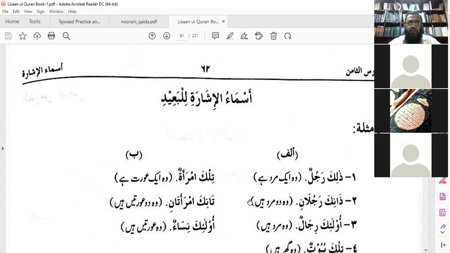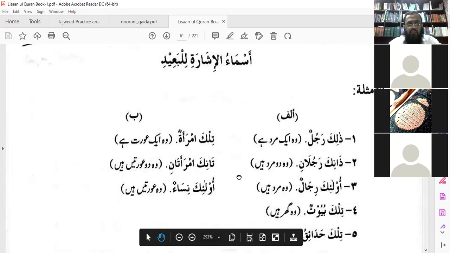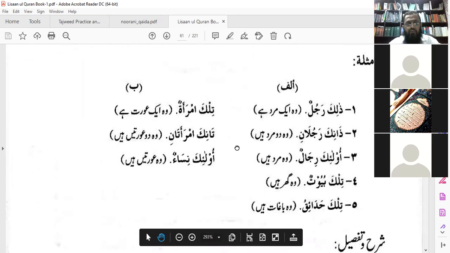Those asmaul isharati, demonstrative nouns, they indicate persons, places, things. They are at distance, they are far. Okay, so now again they are divided into two parts.